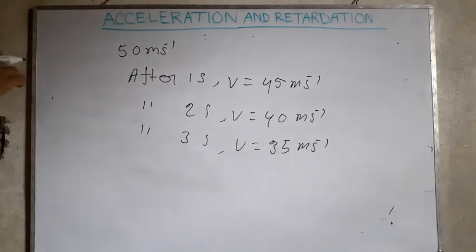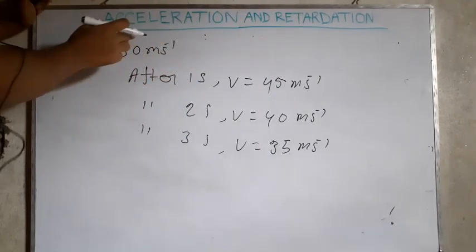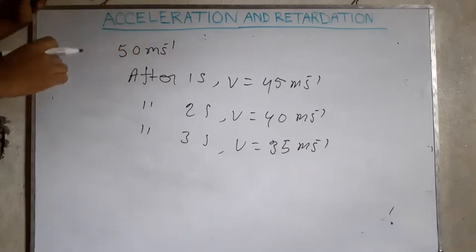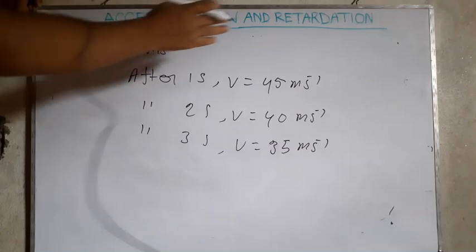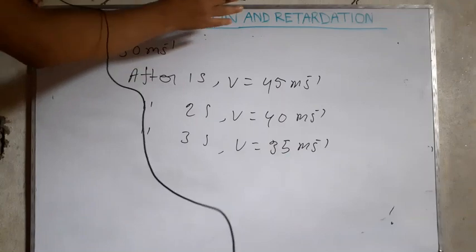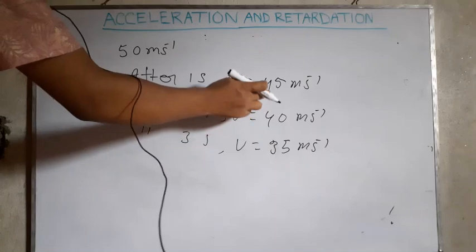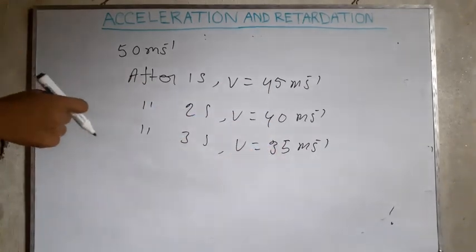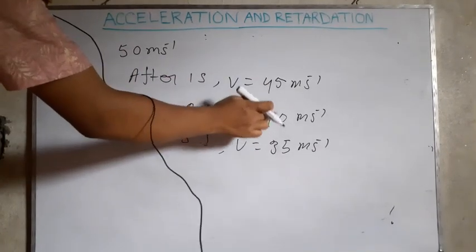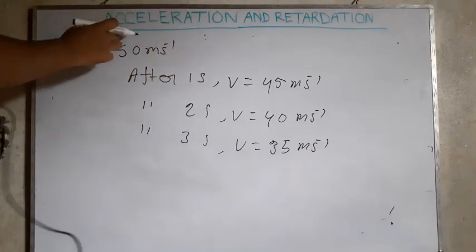That is, when the velocity of a body is decreased, then we call it retardation, not acceleration. When the velocity is increased, we call it acceleration, and when velocity is decreased, then it is retardation. That is, decrease in velocity per unit time is called retardation. Here the body has a retardation. Here retardation is 5 meter per second square, because in every second the velocity of the motorcycle was decreasing 5 meter per second. And retardation is also known as negative acceleration.